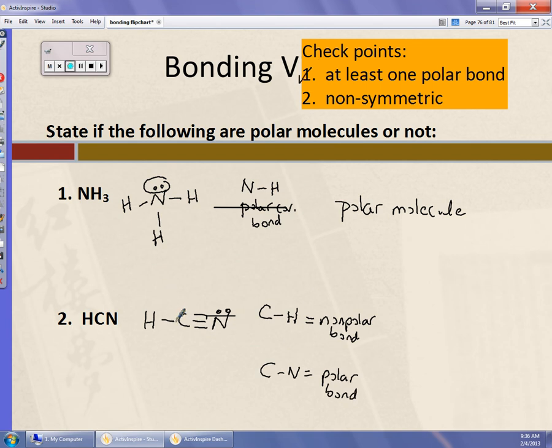Now we want to see if we're not symmetric. In this case, there are not any unshared electron pairs on the center atom. However, the carbon is not bonded to the same thing on both sides. It has H and N. Since it's bonded to different things, it is not symmetric. Since it has both things, it is a polar molecule.